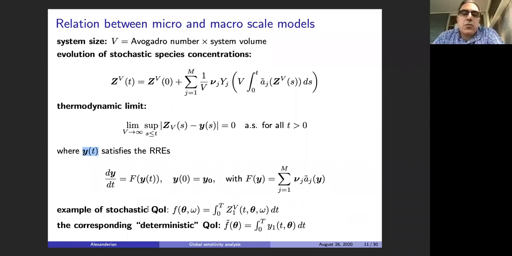And so what's the stochastic quantity of interest? We can consider, let's say, one component of the stochastic model, take some time average or something so we can get a scalar observable out of it. And the corresponding deterministic quantity of interest is computed based on the reaction rate equations. So the idea would be to perform sensitivity analysis on this F tilde and say something meaningful about the sensitivity of this F, the stochastic F.